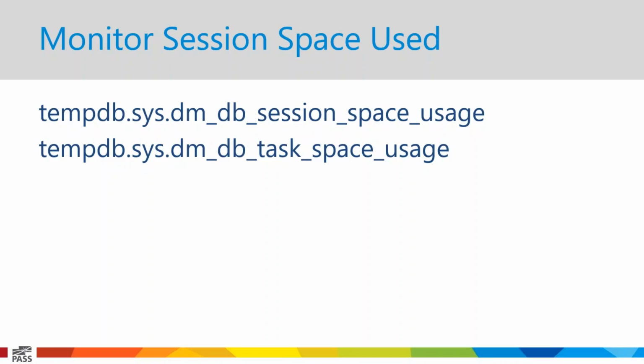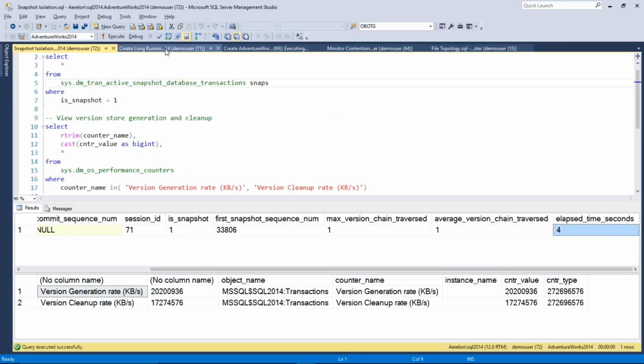One of them is called dm_db_session_space_usage, and the other one is dm_db_task_space_usage. The difference between them is that task is the activity that is currently happening. It's still in progress. It's not complete. And session is everything that has happened since that session was opened on the SQL Server. I'll give you a look at what that looks like.